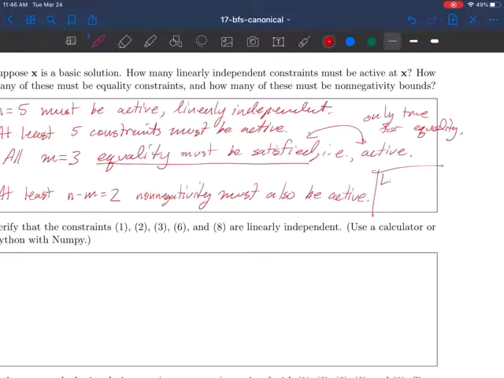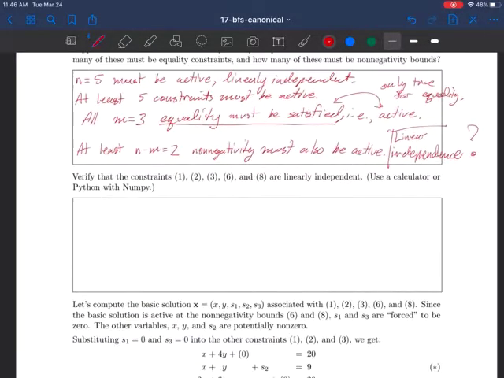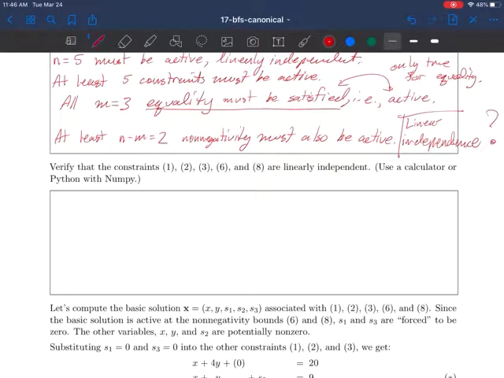Okay, and you can note that I've ignored the notion of linear independence so far. And that's going to play a crucial role as well, of course. So I'm going to leave that as a question mark for now. We're going to address that here. If we have 1, 2, and 3 active, that means, remember, these are the equality constraints.